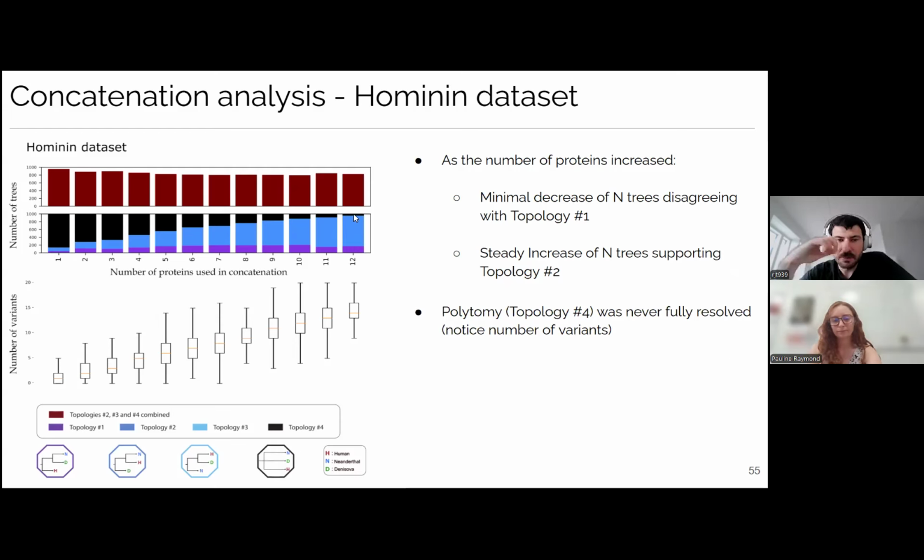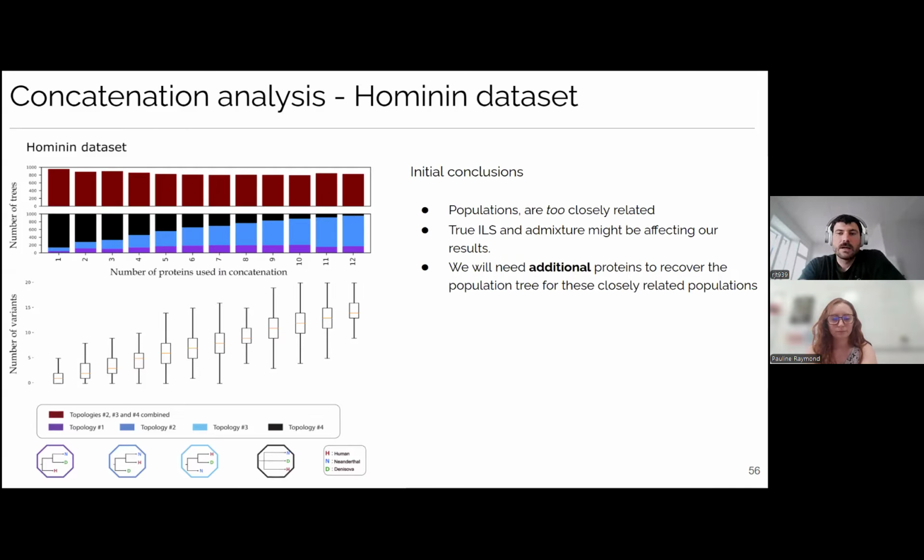Additionally, we saw that the polytomy, the black topology, was never fully resolved. Even when using 12 proteins, you see a slight percentage of your trees generate topologies like this, where we cannot tell anything about the relationship between our different groups. So our initial conclusion was that these populations are too closely related with one another, that ILS and admixture might be affecting our results, and that we will need additional proteins to recover the population tree for these very closely related populations.